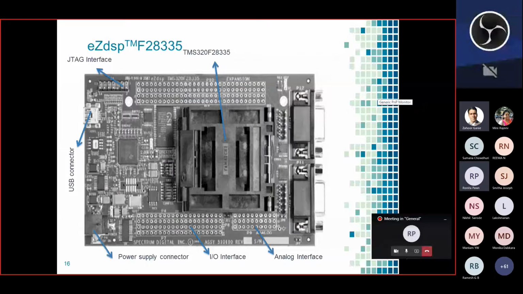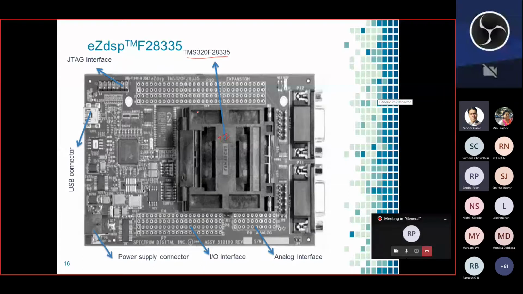Coming with TMS 320F 28335 processor. So this is the processor box what we have. You can see this is the processor that you have installed, and this is a DSP made by some other like TMS. This was supplied from TI, Texas Instruments.